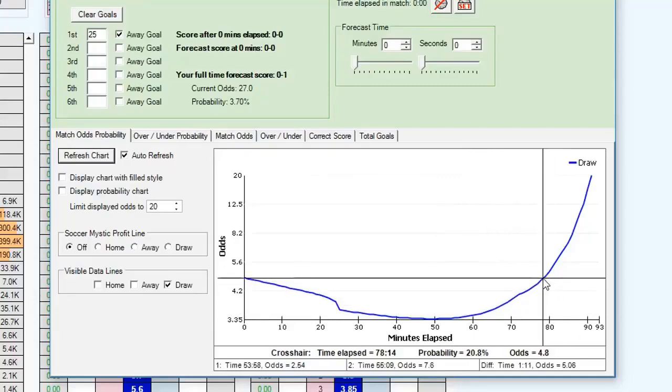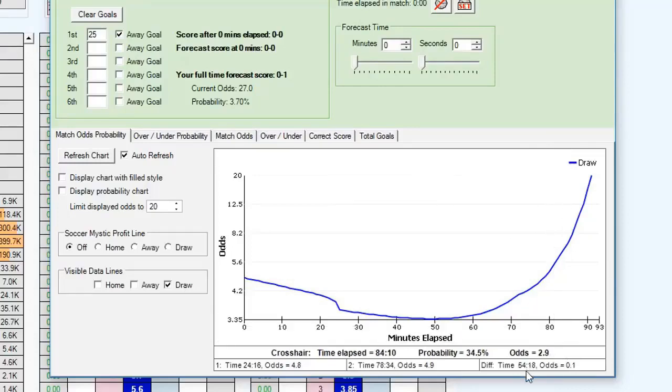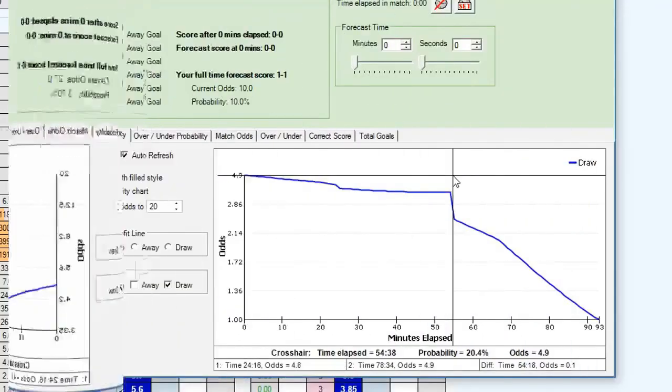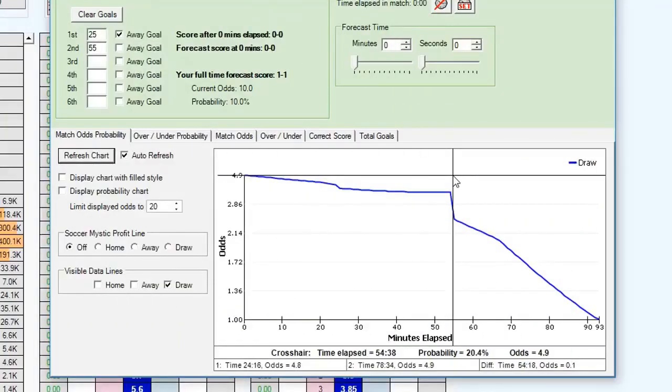So if Leicester scored first and then held on for a long period of time and Arsenal couldn't get back into the match, the draw will actually cross back over a bit later in the match, but for a long period of time you will be out of the money significantly. So if we click here and then we click here to when that point is within the match that it crosses back, you can see you're going to have to hold your position for 54 minutes before the chance of getting your money back becomes an opportunity.